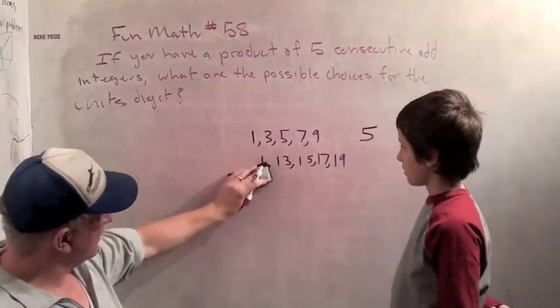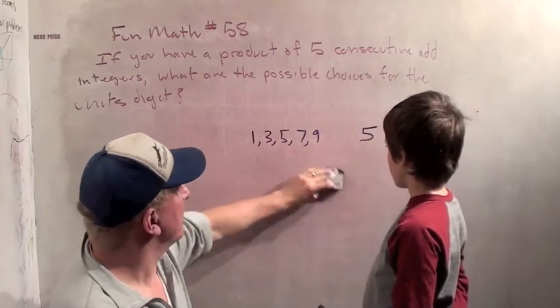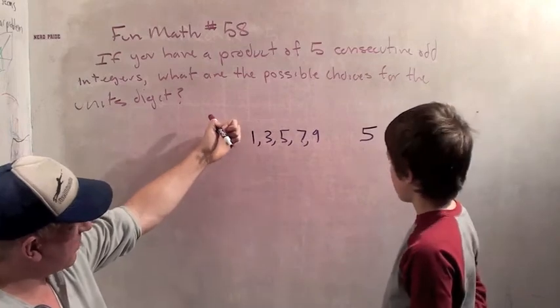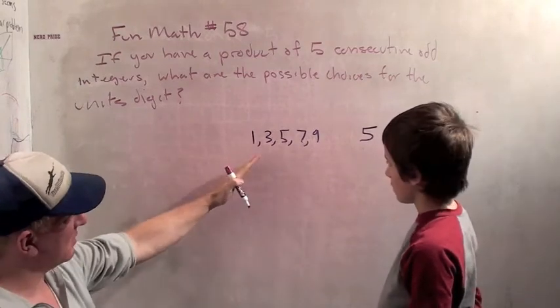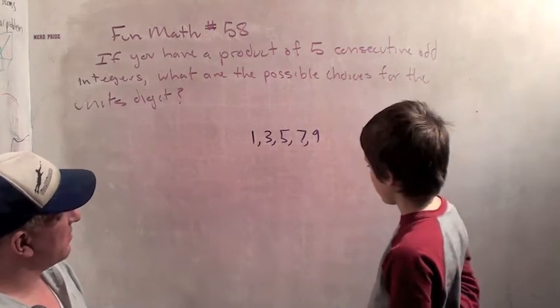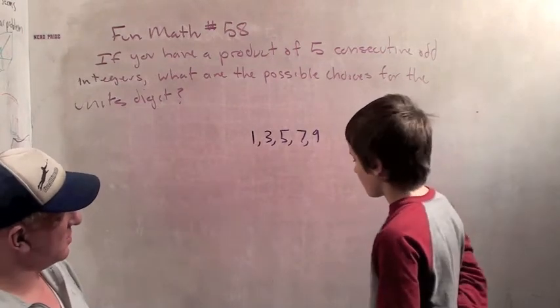So this doesn't really help you. That's not a good choice for some 5 consecutive odd numbers, because in terms of the units digit it's the same, since the last digits are all the same. So what's a better choice for a next set of 5 consecutive odd integers?